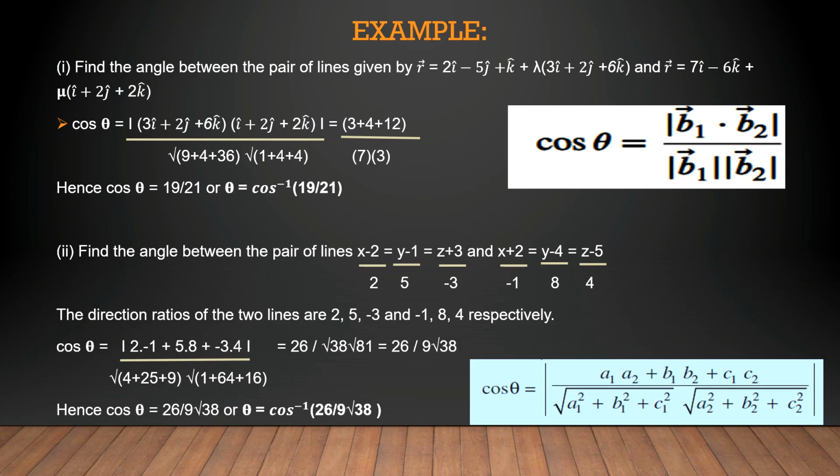In the second example, the lines are given in Cartesian form. If direction ratios are given to you, for the first line, the direction ratios are 2, 5 and minus 3. And for the second line, the direction ratios are minus 1, 8 and 4. Here you use the formula cos theta is equal to mod of A1 A2 plus B1 B2 plus C1 C2 upon the magnitude of both of them. When you put the values, you will get 26 upon 9 root 38. So theta is cos inverse of 26 upon 9 root 38.